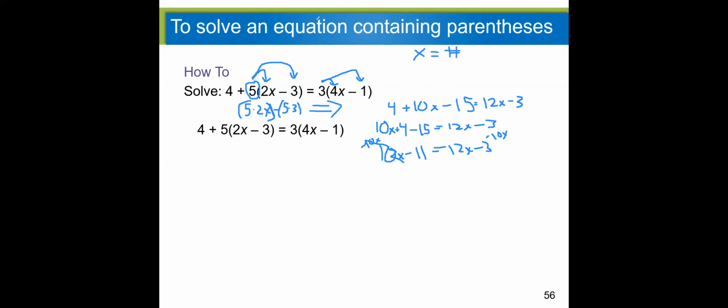Oh, actually, I can do different colors, can't I? Yeah, I can. Right, red for fire. Kapow, kabang, boom. And now I have 12x minus 10x, which is 2x. That negative sign is still there, so I keep the negative sign there.